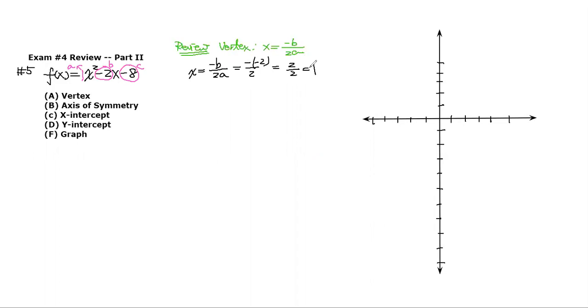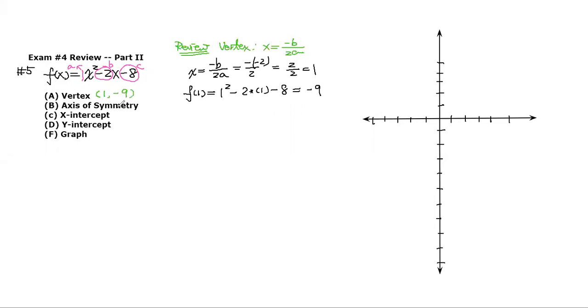After you get this 1, in order to get the y coordinate, you need to substitute the 1 into your function. Everywhere there is an x in f of x, you replace it with 1. So this is 1 squared minus 2 times 1 minus 8. 1 minus 2 minus 8 is negative 9. So the first thing we found is our vertex: 1, negative 9.